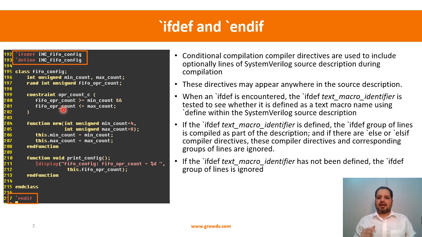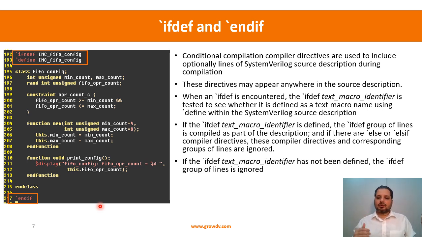Now, when I do include the FIFO transaction within the environment, and let's say before including that I have also included this FIFO config, in that case, the first time, the `include statement for FIFO config is executed in the context of the FIFO env, which is a top level file compared to the FIFO transaction. Then line number 192 checks `ifndef inc FIFO config, and it is going to find true because this macro is not yet defined. Then line 193 executes, in which case this macro gets defined, and the content of this class declaration gets included in that particular environment.